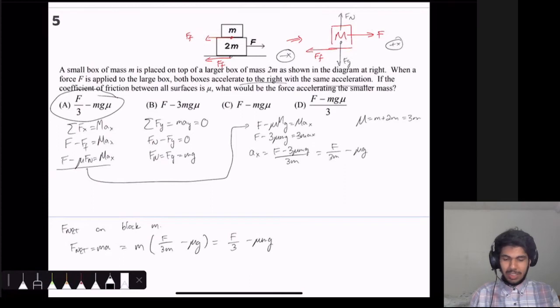So in this question, we learned a new technique where we have multiple blocks and we consider the system as a whole and use that information on the individual counterparts.